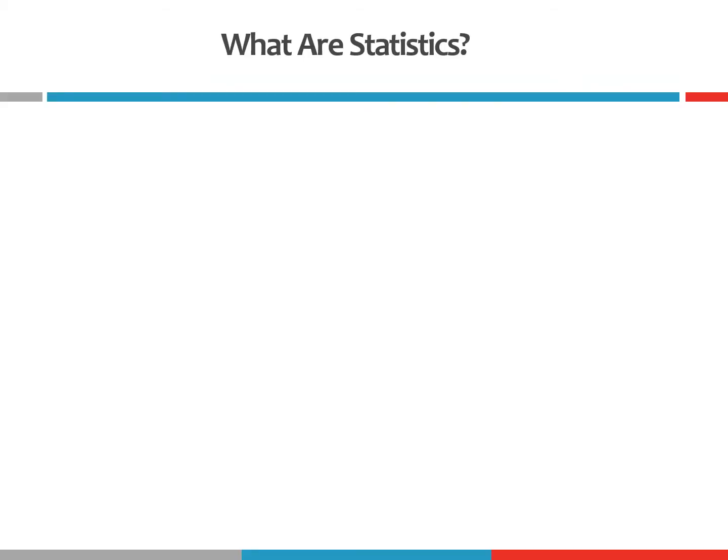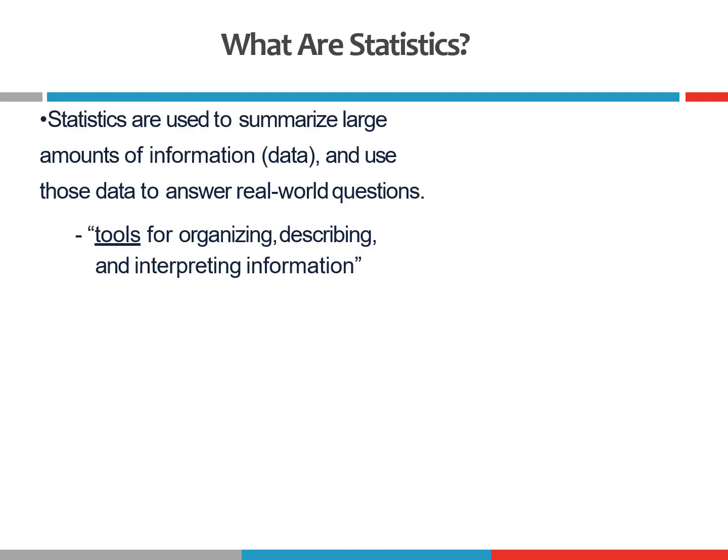Okay, so first off, let's start at the beginning and define what statistics are. Statistics essentially have two important functions. The first thing that statistics do is they allow us to summarize large amounts of information or data in a way that's more accessible to us.